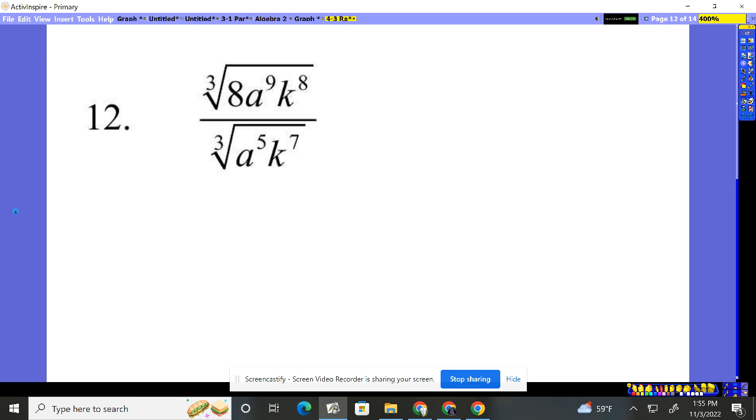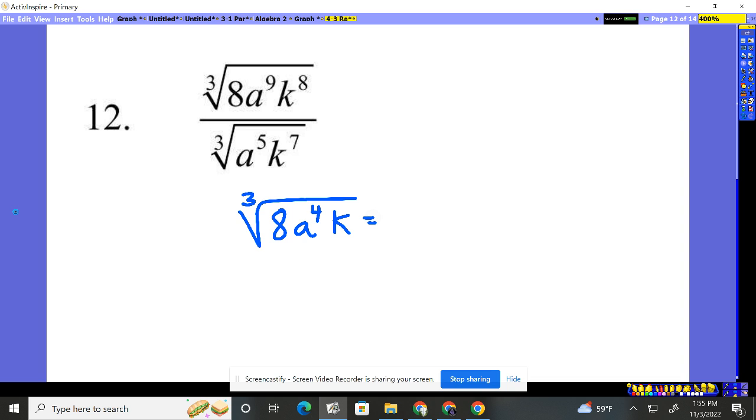One more to go. Let's do number 12. Again, index is the same. We're fine to do it. 8 divided by 1 is just an 8 inside there, which will be a 2 times 2 times 2. A to the 9th over A to the 5th. Well, if you have 9 A's up top and 5 in the bottom, when you cancel, you're going to be left with 4 in here. 8 K's, 7 K's in the bottom, you're going to be left with 1 K.